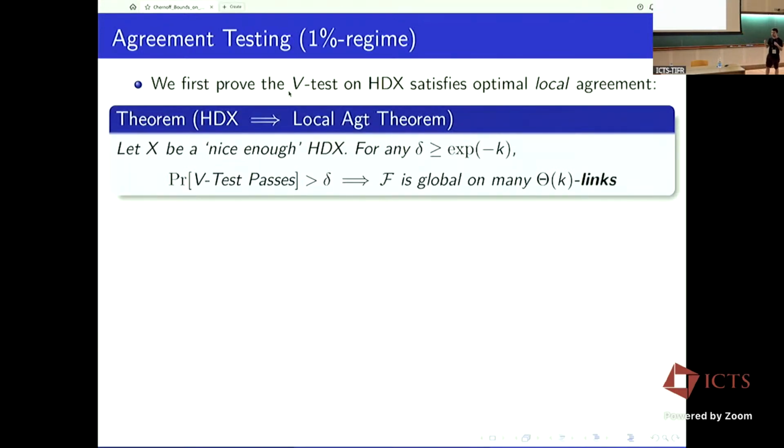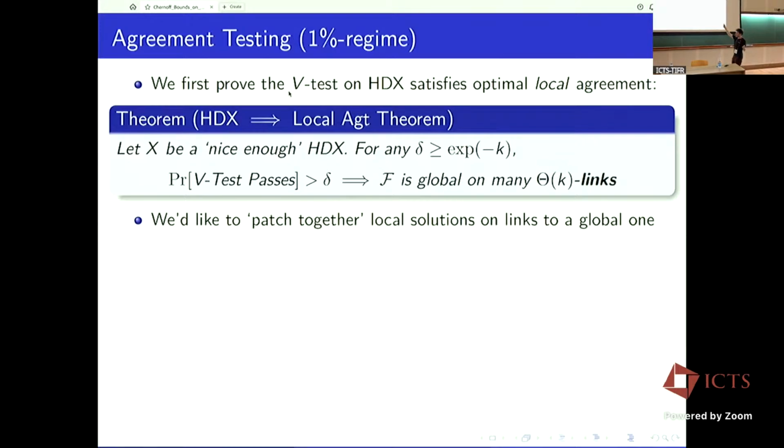First, the way that you typically prove this type of agreement test is you first prove a local statement. This is similar to the local lists of functions that Shashank had in his talk, which he then patched together to get a global list. You prove that given a nice enough high-dimensional expander, like a reverse hypercontractive complex, if the test passes with probability much bigger than 2 to the minus k, then for many of the local restrictions, you can get global decodings of a function on the vertices. The trick is that you now need to patch these local solutions together, similar to what Shashank was talking about.